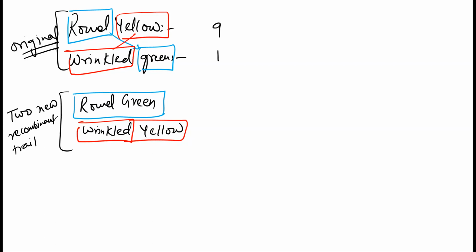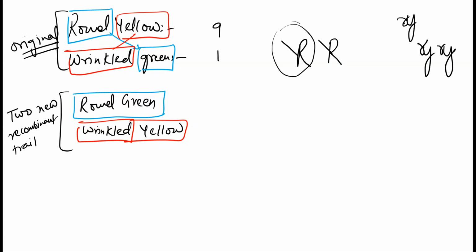For example, suppose there is a special gene that controls both round as well as yellow. This is a single gene. This is a special gene that I'm just showing you, controlling both round and yellow. And this is the gene that is controlling both wrinkled and green. This gene is controlling wrinkled as well as green color, and this gene is controlling both round and yellow.